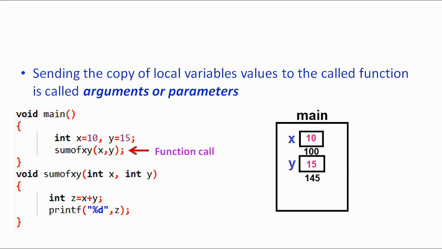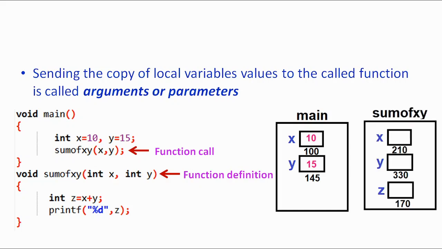To send arguments, we just have to list the local variable names that need to be passed between the brackets following the function name in the function calling statement. If many local variables need to be passed, then we should separate them using commas. Similarly, to receive the arguments from the calling function, we should declare variables at the called function within its brackets. But this time, we should also mention their data types.